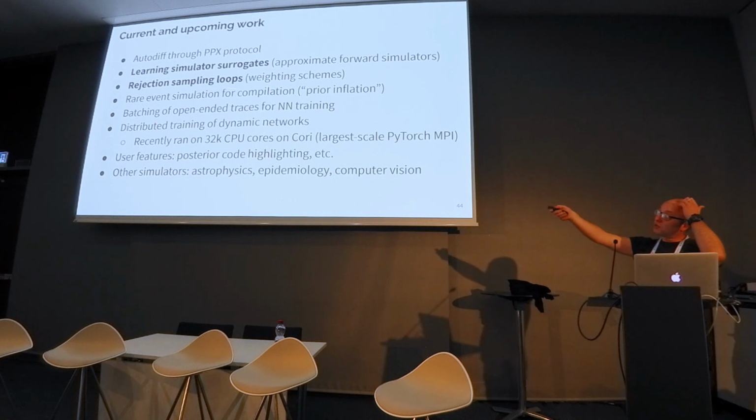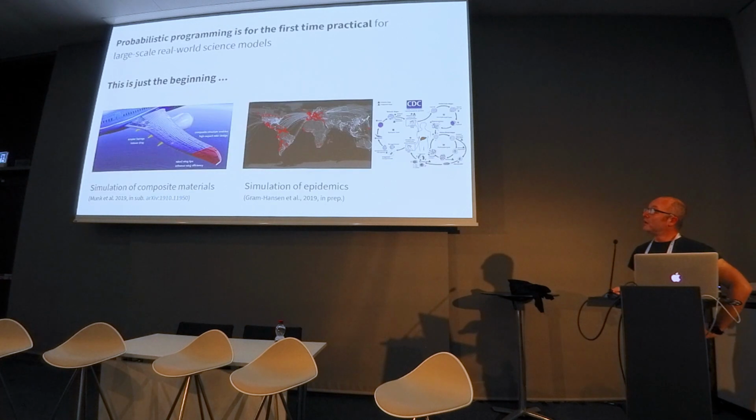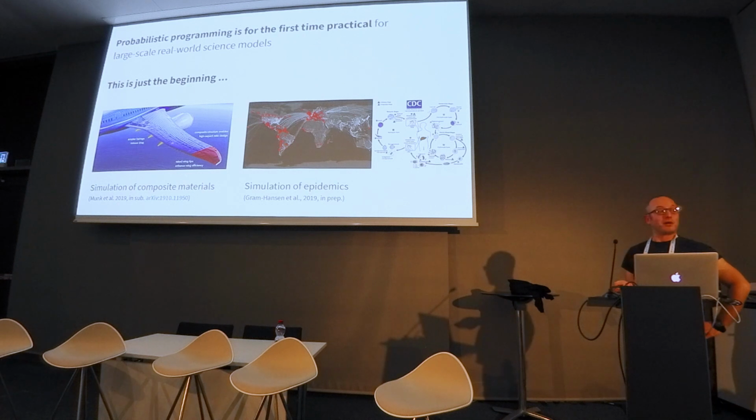These rejection sampling loops are very problematic. It's difficult to handle in probabilistic programming. Basically, we are working on that. And there are some students in several research groups working on applications of the same thing in different simulators. Yeah, so this is where we are. That's it.